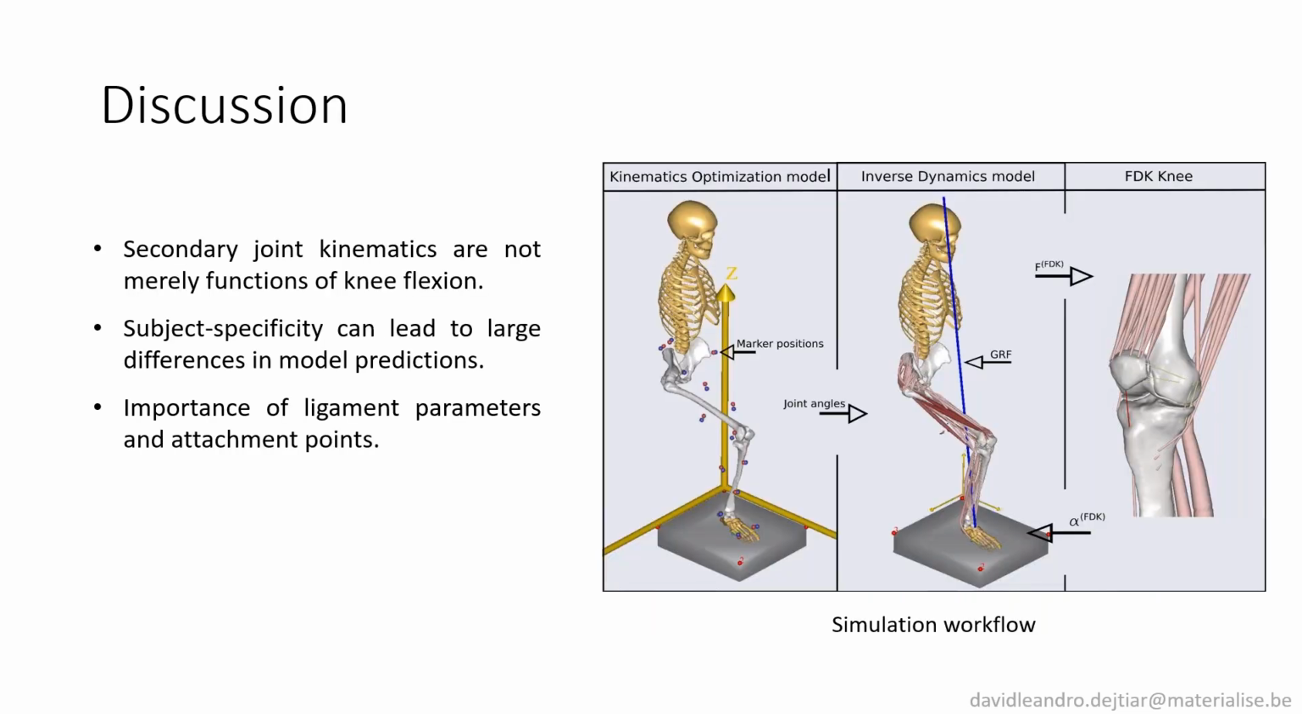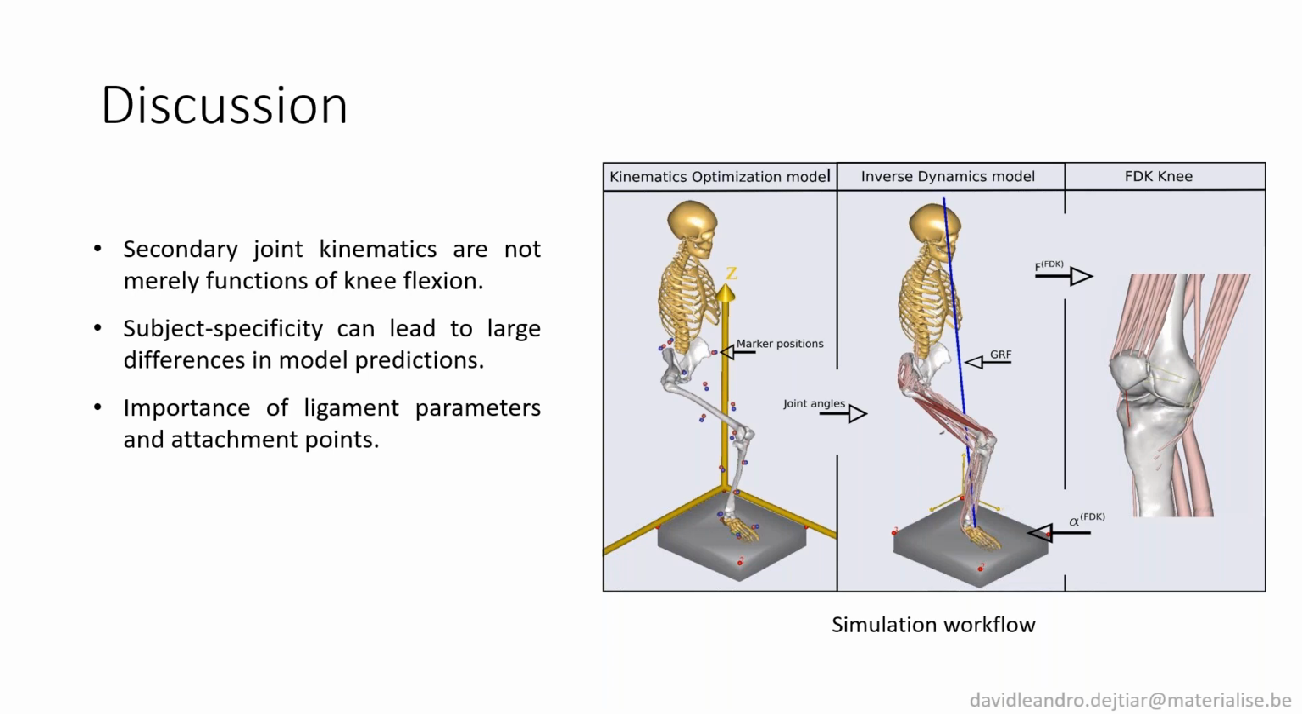Approaching the conclusion of this project, we can discuss that secondary knee joint kinematics are not mere functions of knee flexion angle. They depend on the subject geometry and knee stability. Although there have been successful attempts to estimate in vivo subject-specific knee stability, models in the literature do not incorporate such level of detail, and ligament parameters are based on cadaver experiments reported in the literature.